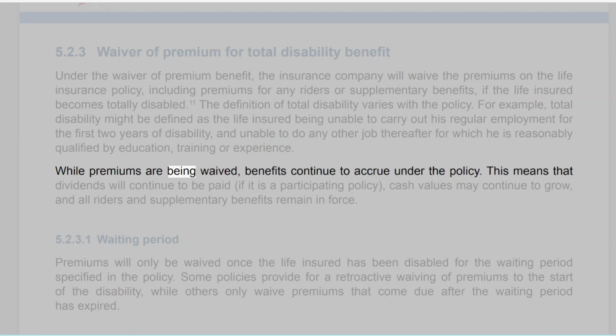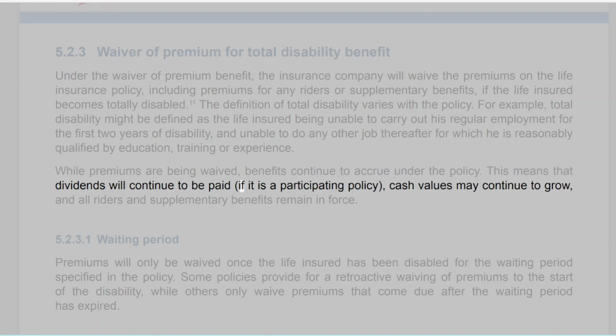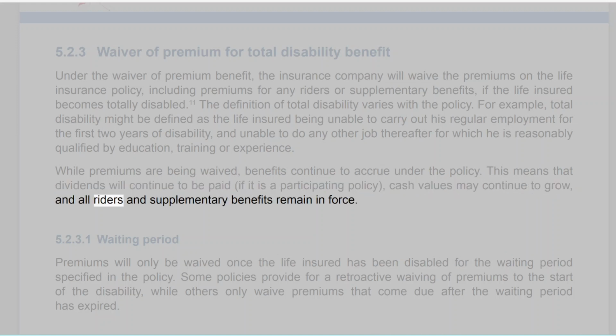While premiums are being waived, benefits continue to accrue under the policy. This means that dividends will continue to be paid. If it is a participating policy, cash values may continue to grow, and all riders and supplementary benefits remain in force.